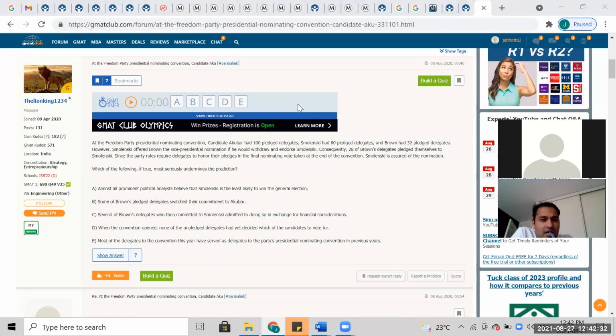When the convention opened, none of the unplaced delegates had yet decided which of the contestants to vote for. However, most of the delegates to the convention this year have served as delegates to the party.